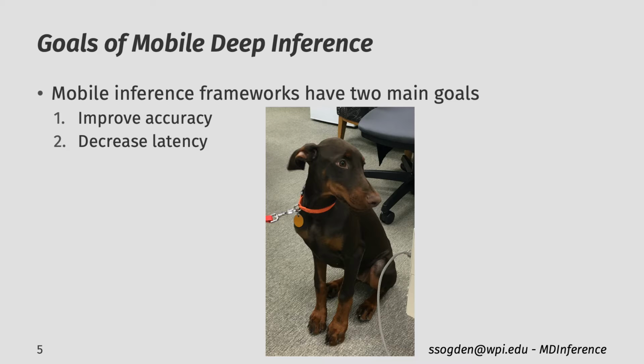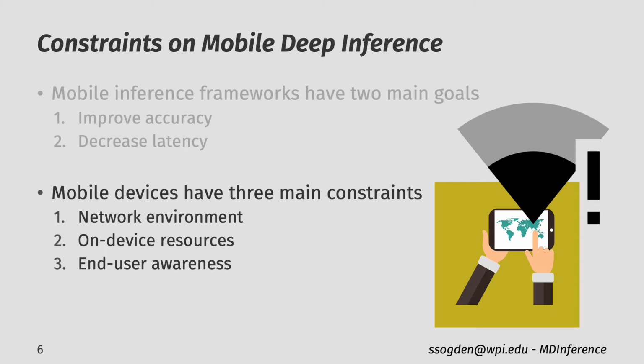These two goals, accuracy and latency, are often challenged by the constraints on mobile deep inference. These constraints are not unique to mobile devices, but the extremity and number of them is. The first constraint is the dynamic network environment that mobile devices exist in. This network connection can quickly change, and exclusively relying on it is risky at best, and in some cases can make inference impossible. The second constraint is on-device resources.